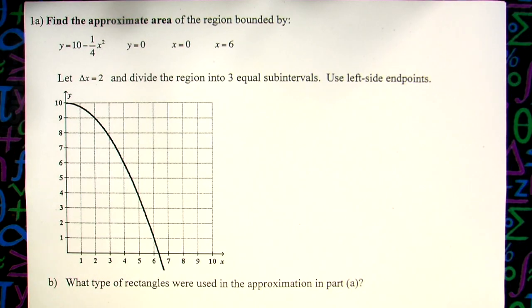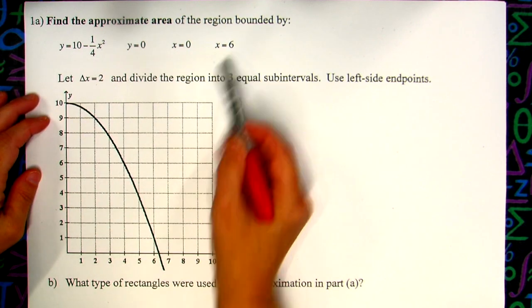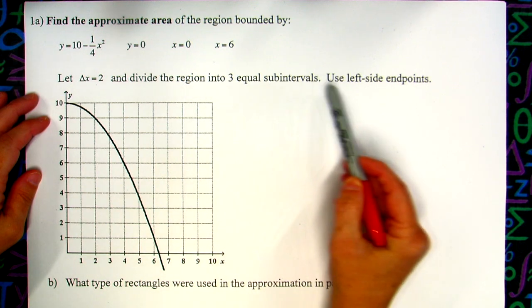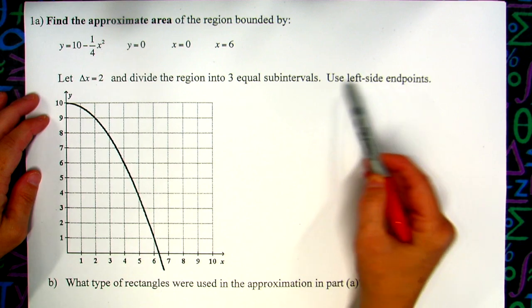In this video, we're going to approximate the area of a region bounded by a set of curves. We're going to let delta x equal 2. We're going to divide the region into 3 subintervals, and we're going to use left-sided endpoints. Now, basically, this is a really early breakdown introduction to what a Riemann sum would be. All right, a left-sided Riemann sum.